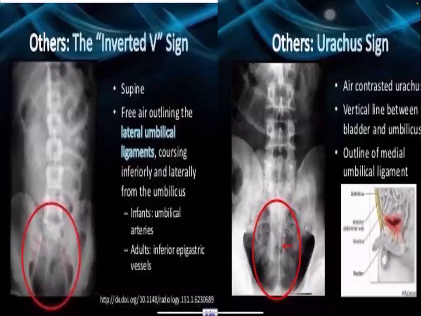When there is pneumoperitoneum, the air can outline the umbilical ligaments, and we can diagnose pneumoperitoneum when the patient is in supine position. Here, this is the lateral umbilical ligament in a sign called the inverted V sign, outlined by air. And this is the median umbilical ligament, also outlined by air, called the Eureka sign.